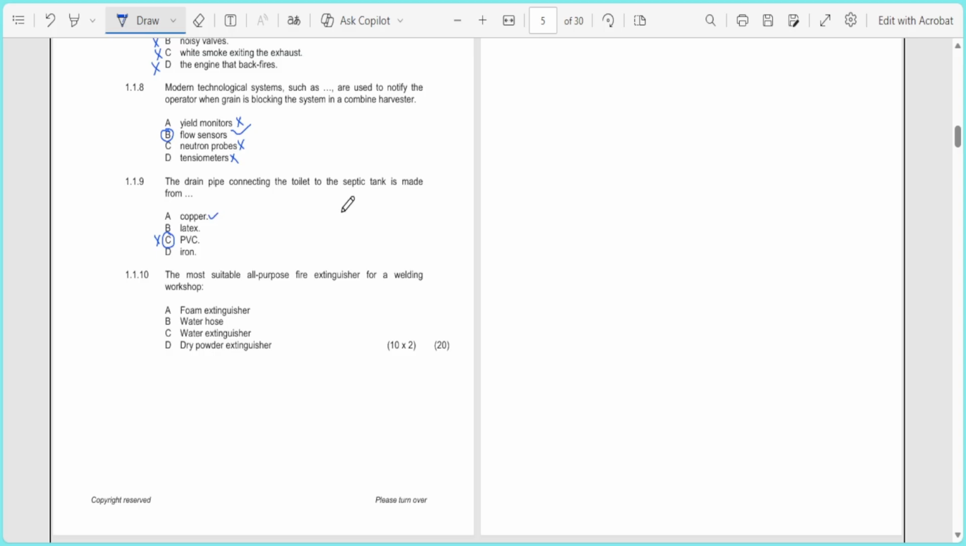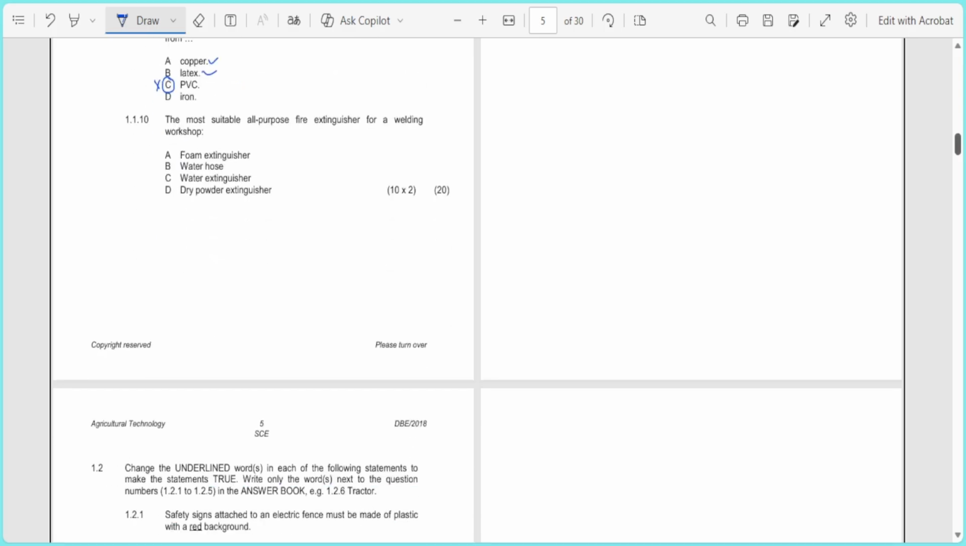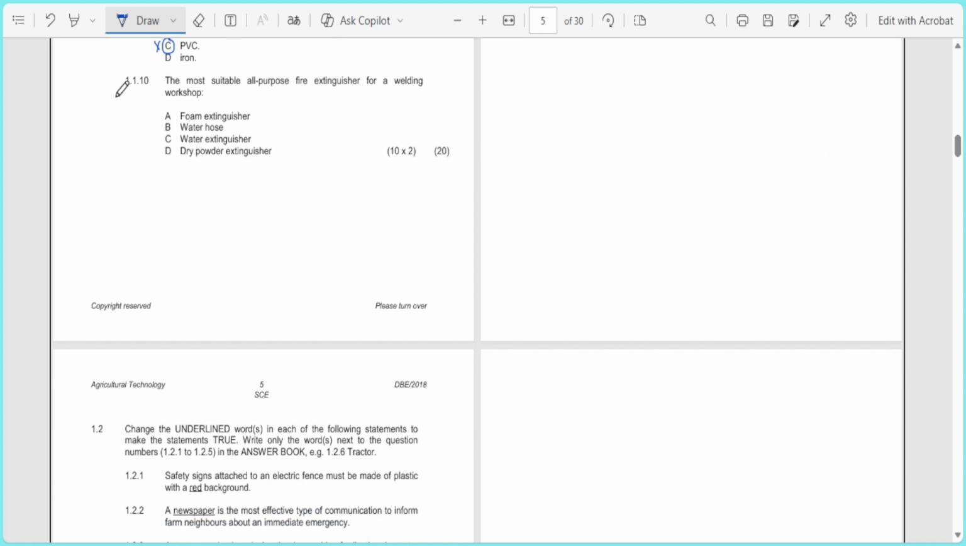But the problem is copper is very expensive and it can be subject to theft, right? So we should avoid it. And another thing is that it's actually prone to corrosion from waste chemicals. So definitely not copper. What about latex? This thing is not rigid, so we cannot use this thing. So definitely C should be the answer in this case. Iron, definitely not.